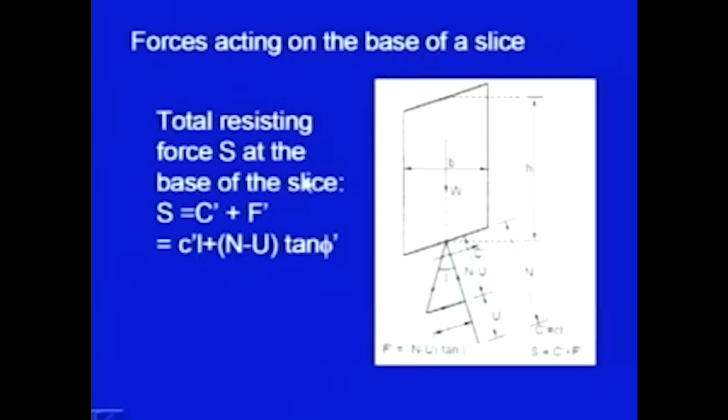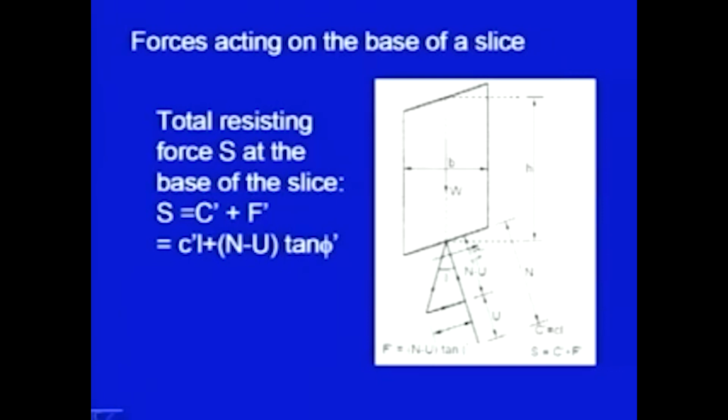So, we will talk in terms of these forces. This is the slice, its weight is there and we have got the N component and T component. So, this is the base of the slice and here is the N component, and you have got the water pressure U, so we subtract it. So, out of N only N minus U is left.